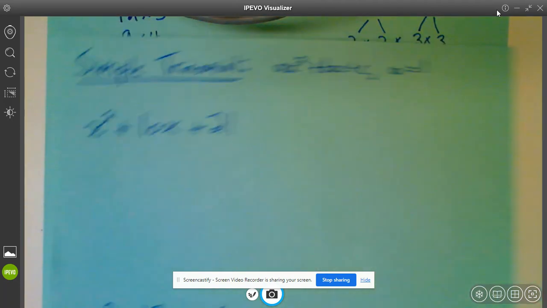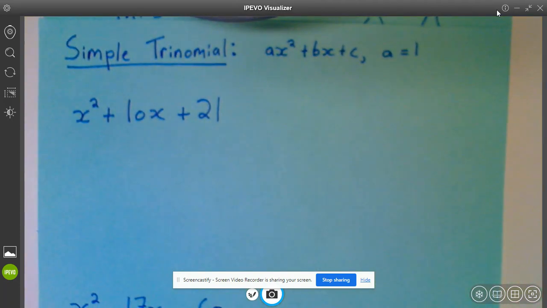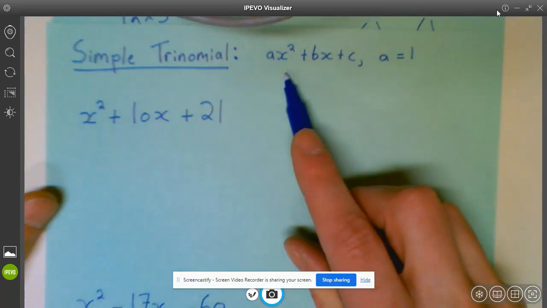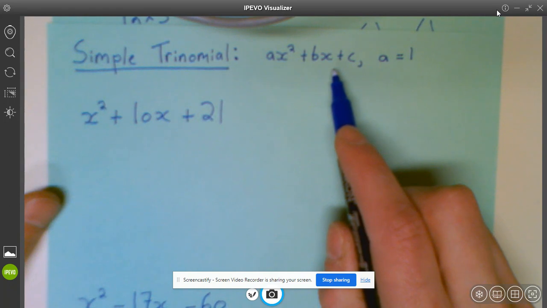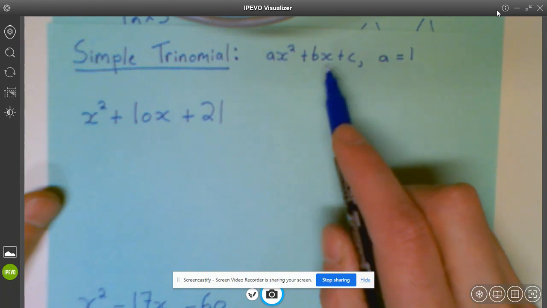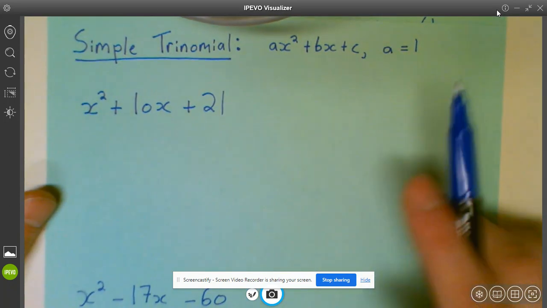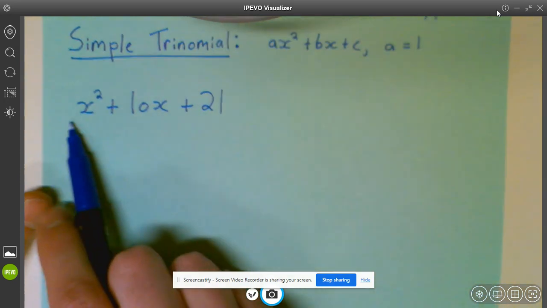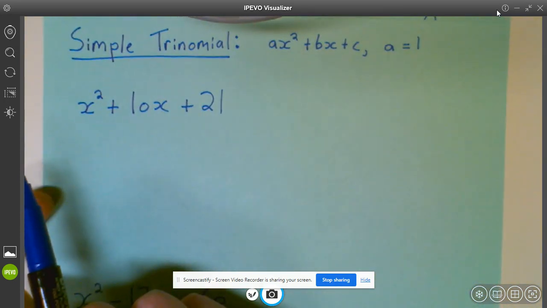The next method we're going to go over is called a simple trinomial. Tri means 3, so I've got 3 terms here. Simple trinomials are in the form ax squared plus bx plus c. That's kind of the standard form of a quadratic relation. And what's important, what makes it simple, is that the a value is 1. So I don't see anything in front of the x squared. It's a coefficient of 1.